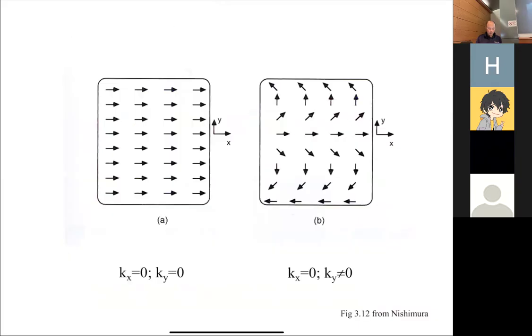So let me just do 2 more slides just to help you, because there will be a homework assignment on this. Just to remind you, kx equals 0, ky equals 0 just means there's no variation in either the x or y direction. Here, if I have kx equals 0, this means there's no variation along the x direction in any row, but there is variation along the y direction. Okay, so that's what that looks like.